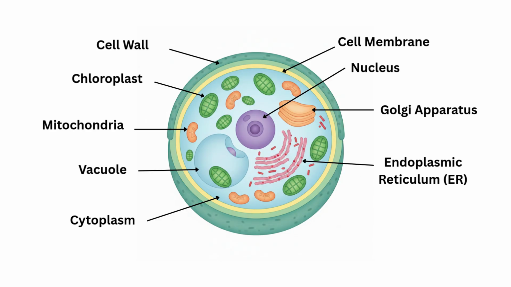So remember, the nucleus controls, chloroplasts make food, vacuole stores water, mitochondria make energy, and the cell wall gives strength.